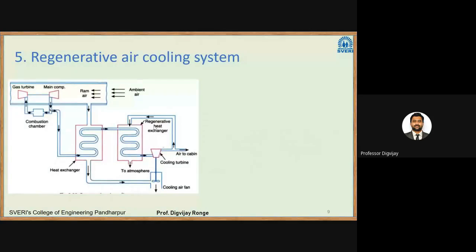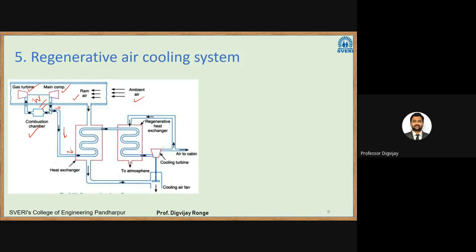And this is the last bit of today's lecture, which is the regenerative air cooling system. This is again a modification of a simple air cooling system. This is also used in high-speed, high-velocity aircraft. So as you see in this case also, we have this regular arrangement: combustion chamber, main compressor, gas turbine. Then this ambient air is being taken inside. That air we call ram air. Some part of the ram air is compressed and used to produce work. Some part is bled off. Now this bled off air is passed through the heat exchanger.